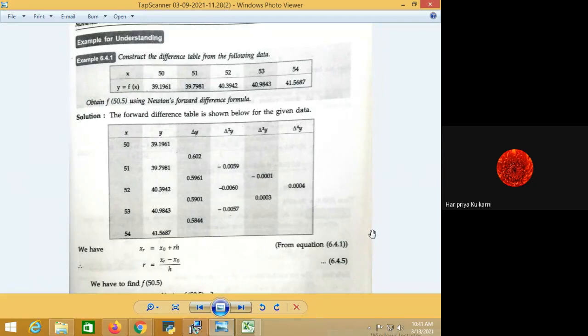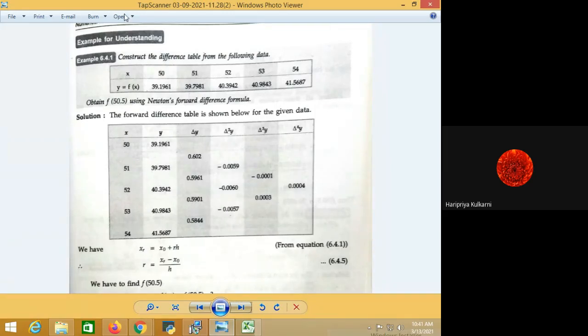Good morning, students. Today we are going to solve a problem based on Newton's forward difference interpolation. In my last session, we saw the derivation for Newton's forward difference interpolation method. Let us solve a numerical based on that.